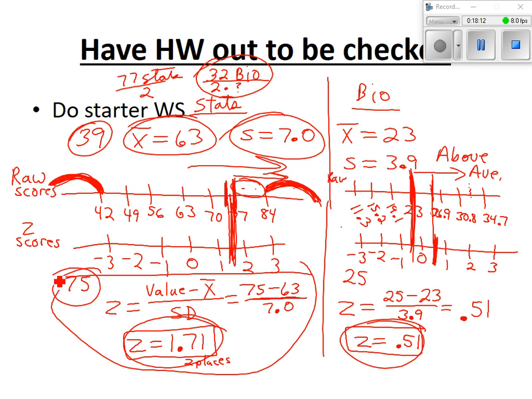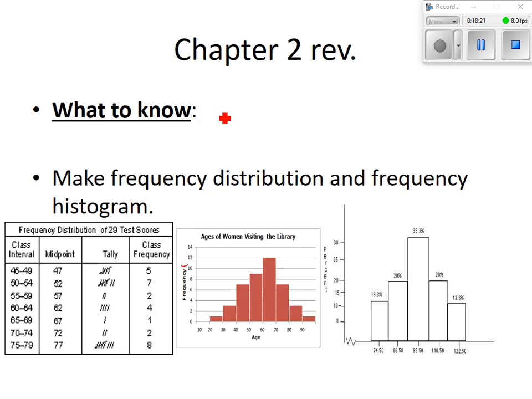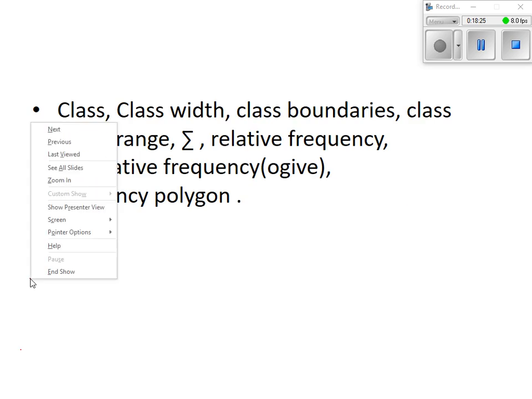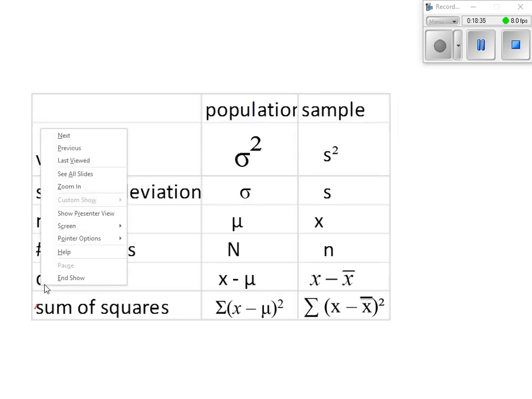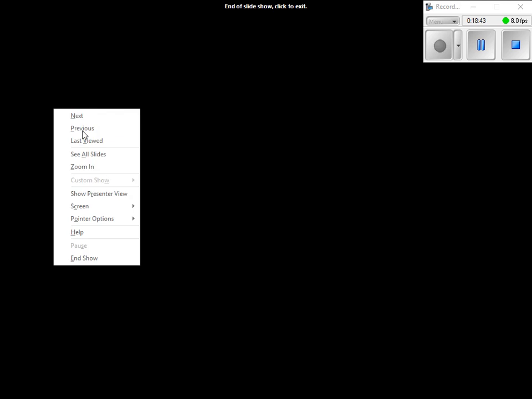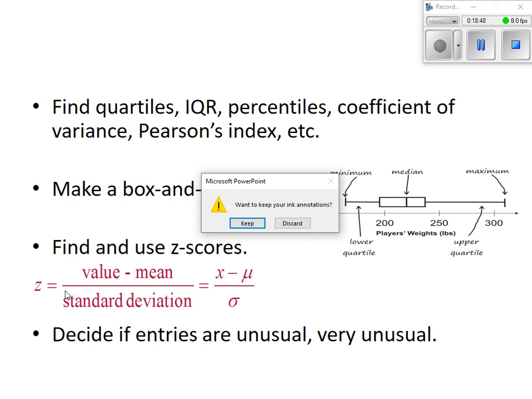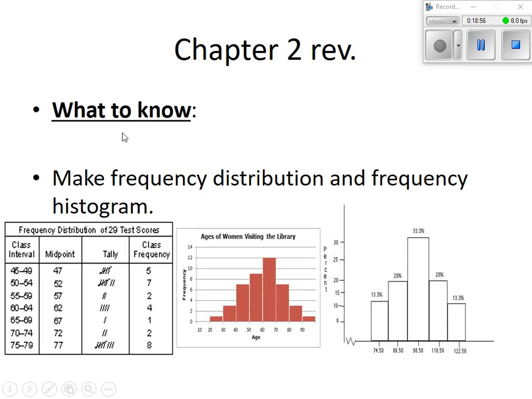Other questions on that page? What's going to be on your test? Let me see how I got this set up. All right, what's going to be on your test? I'll give you a second. This is what to know for the test. Make a frequency distribution and a frequency histogram. You write down what you think you need to write down. Don't try to copy every single thing. It won't work.